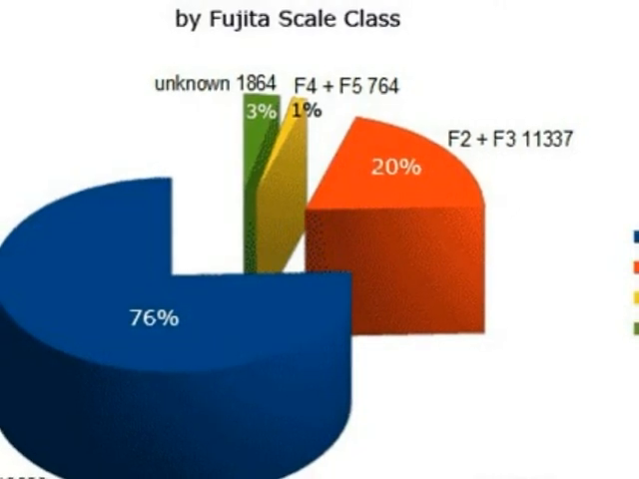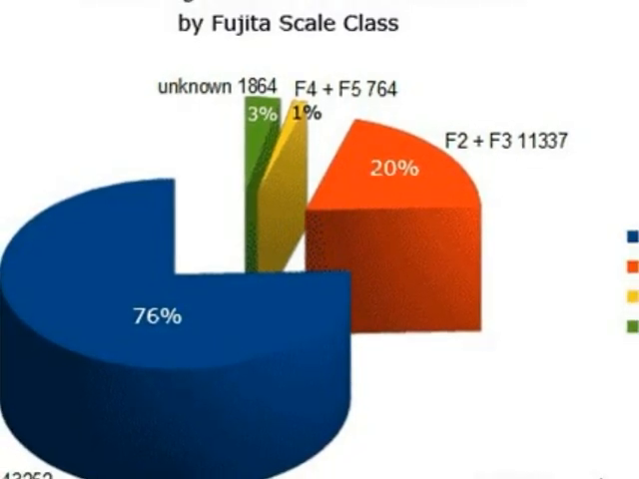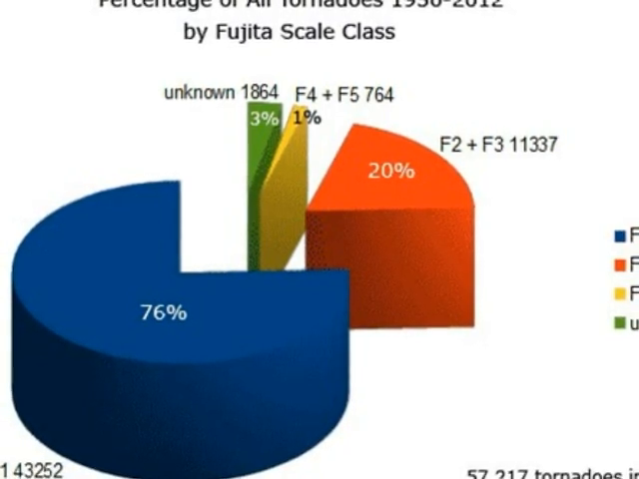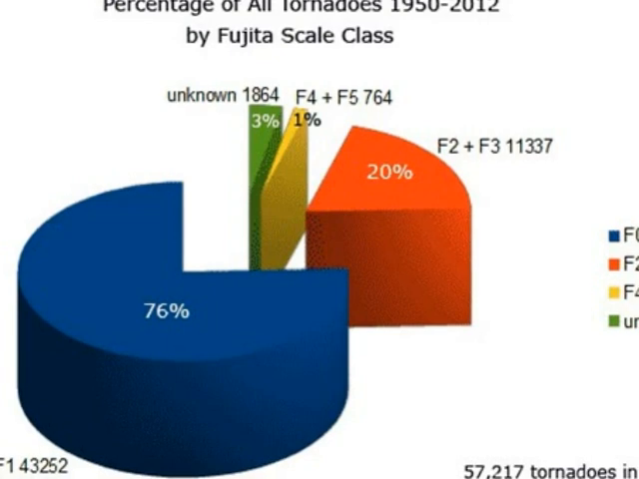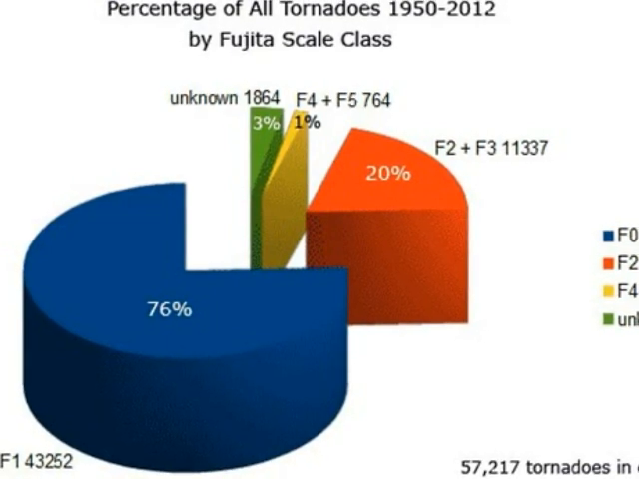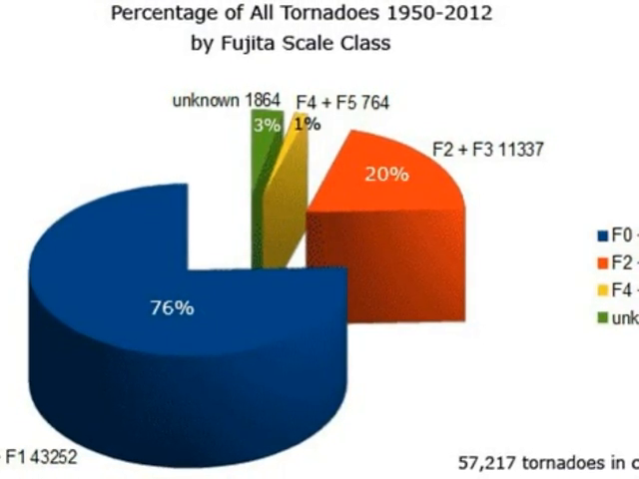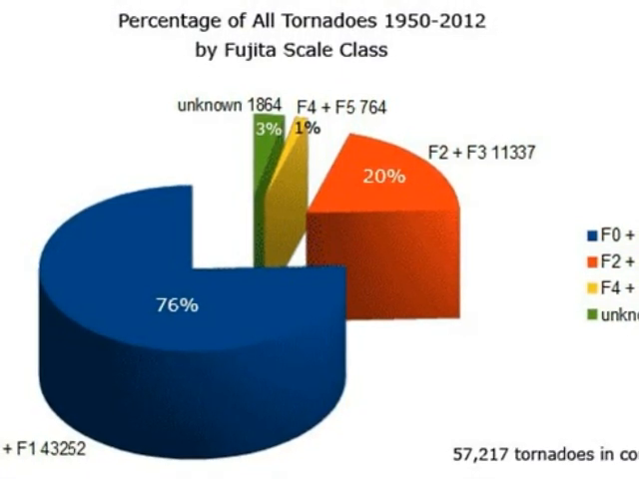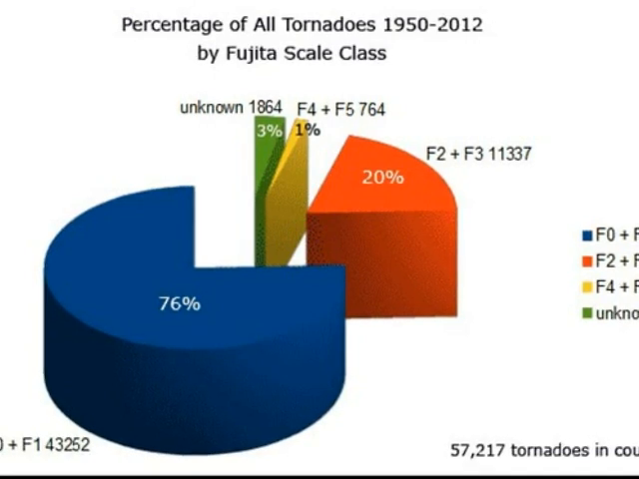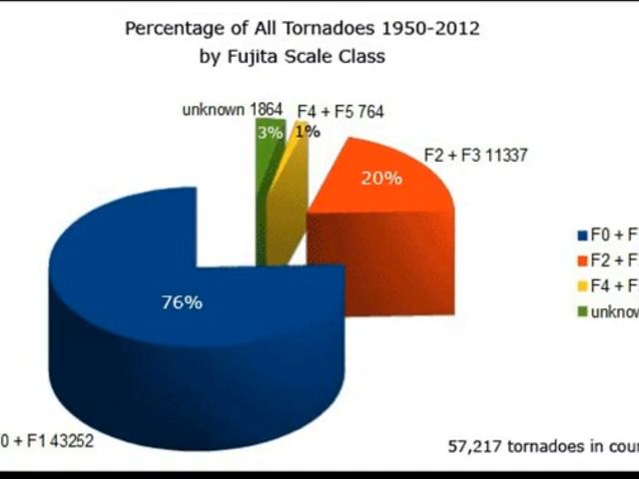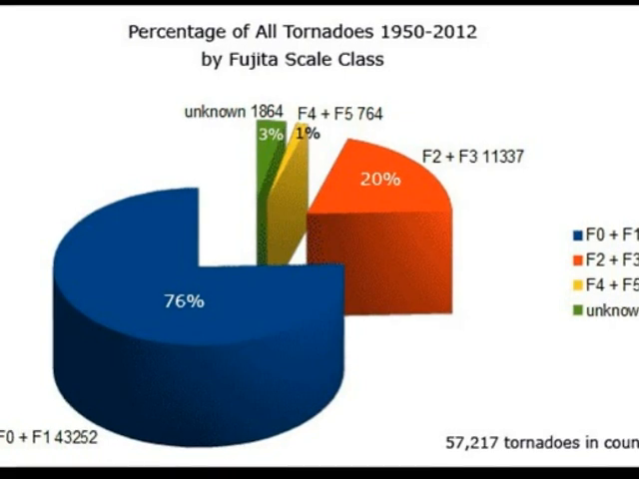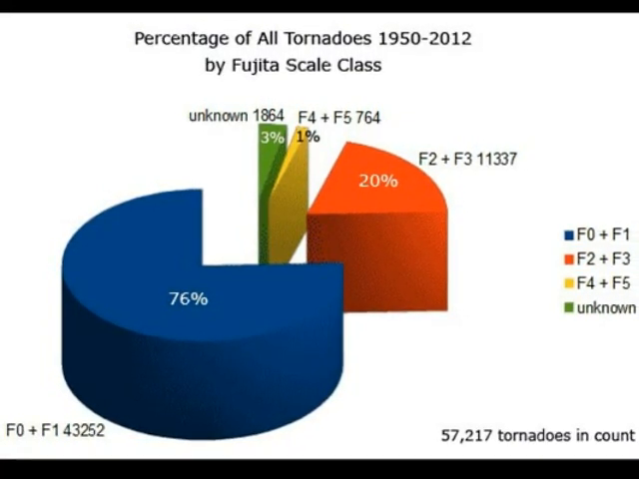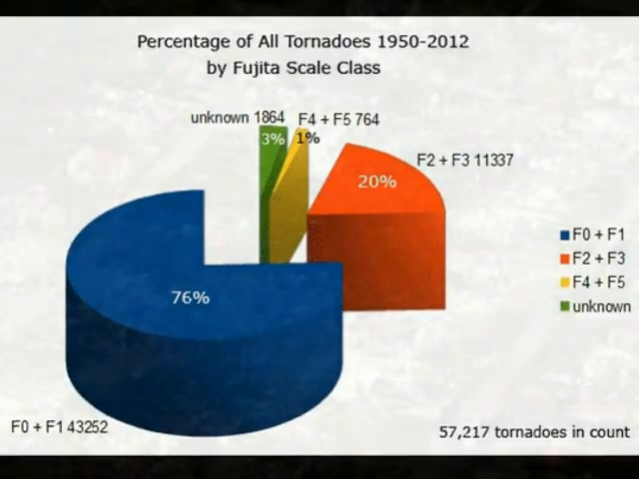Going back to our rating scale, here is the percentage of all tornadoes between 1950 and 2012 on the F scale class. So 76% of all tornadoes are an F0 to an F1. 20% are an F2 to an F3. 3% are unknown, and 1% is an F4 to an F5. So as you can see, most tornadoes stay between the F0 to the F1.